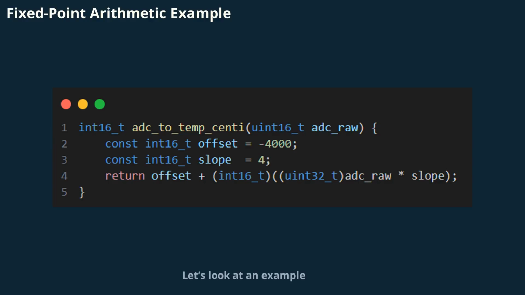Let's look at an example. Suppose you need to perform calculations on sensor data. Instead of using floating-point variables, scale your values and use integers to represent fixed-point numbers. This approach keeps your code fast and predictable, especially on hardware without floating-point support. It's a simple change that can have a big impact on performance.